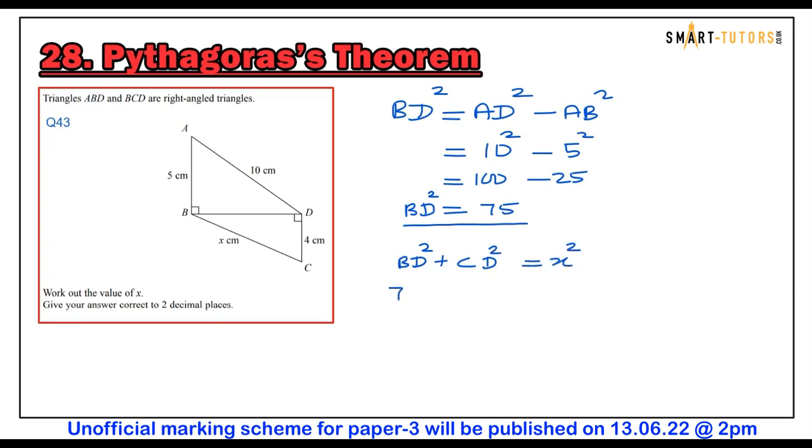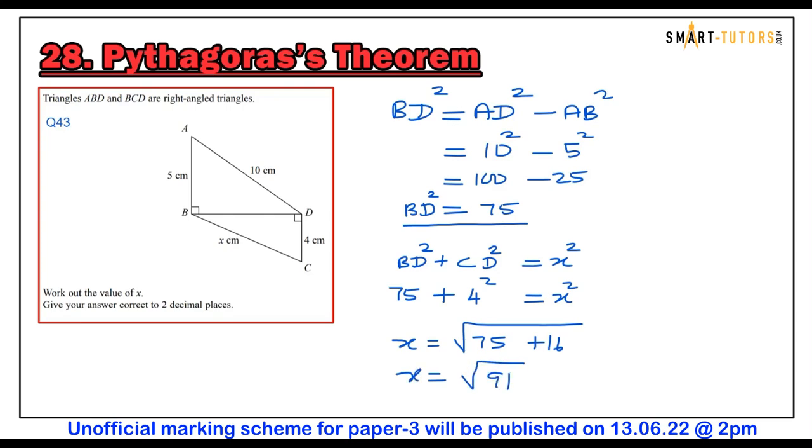So BD squared as the 75 plus CD squared, 4 squared, it is the x squared. So x is equal to square root of 75 plus 16, and that is going to be 91. If you have a calculator, just use it and see the answer in 2 decimal places, which is 9.54. So 9.54 centimeter is the answer for the question number 43.